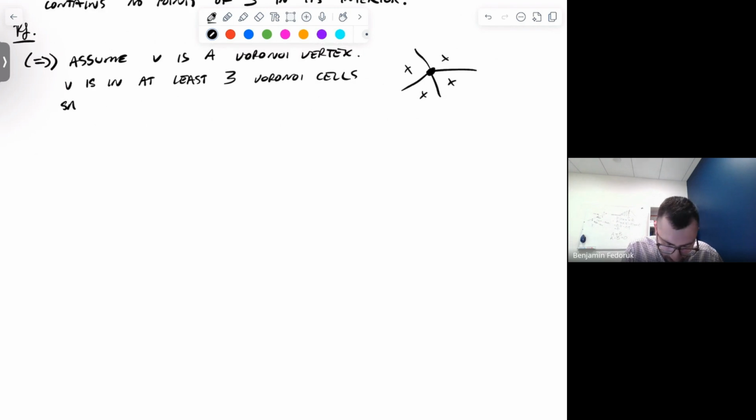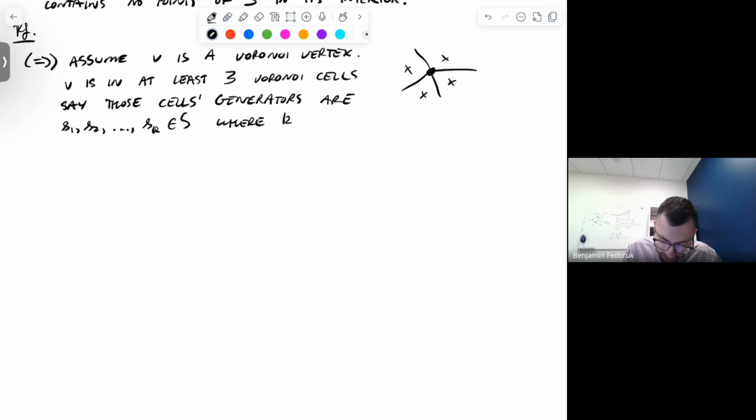Let's say that those cells' generators are S1, S2, all the way up to SK, where K is at least 3. So those are the points that are generating these Voronoi cells, wherever they are.